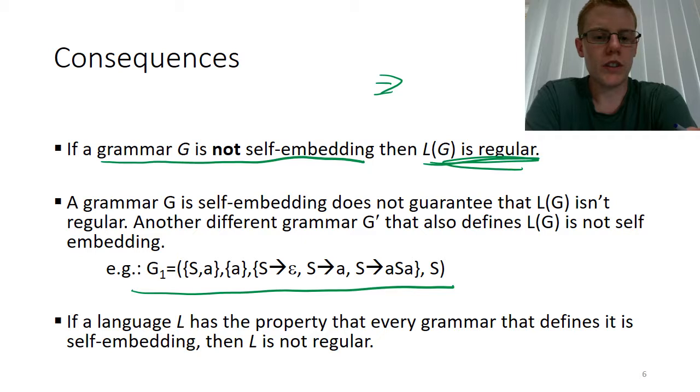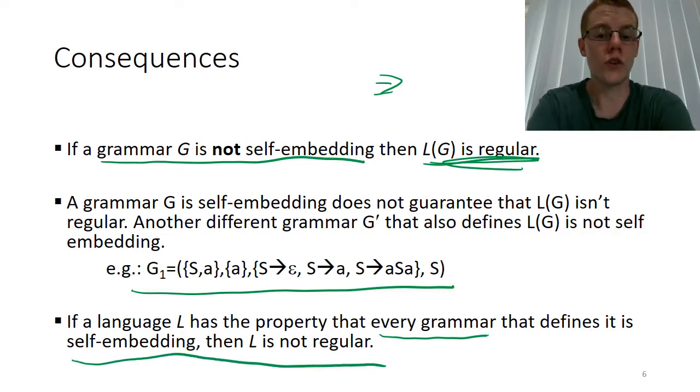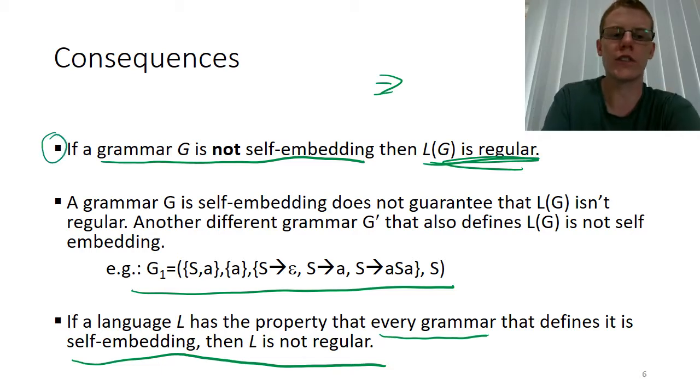If a language has the property that every grammar that defines it is self-embedding, then we know that the language is not regular. So if there's no way for us to build a grammar where we don't have at least one self-embedding rule, then that language is not regular. And we can see that that follows from the first statement here.